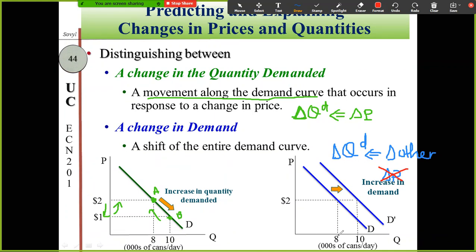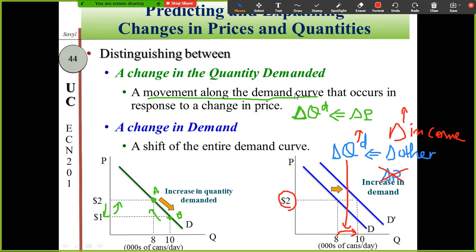For example, the quantity demanded changes from 8,000 to 10,000. But we look at the price, and the price is still 2. Why is the price still 2 but the quantity changes? Maybe because of income. I can say income, more money. So when money goes up, you buy more, even if the price does not change. Or the other conditions, not only income; the conditions are on slide 48, you can go there.